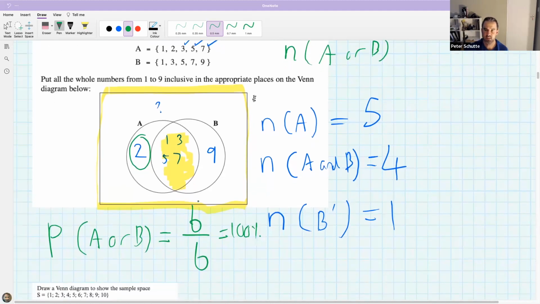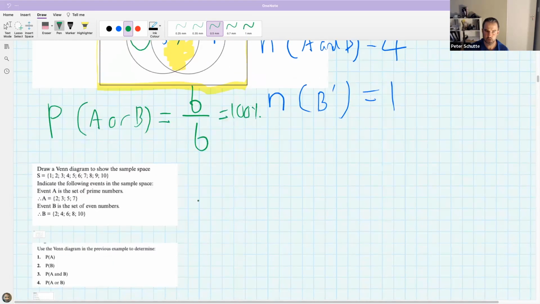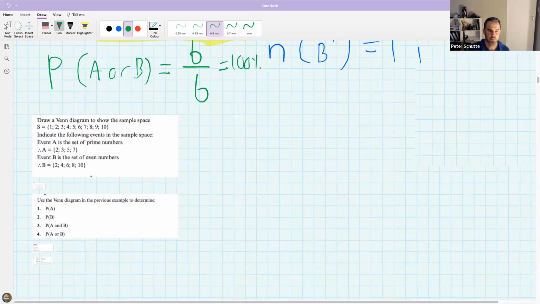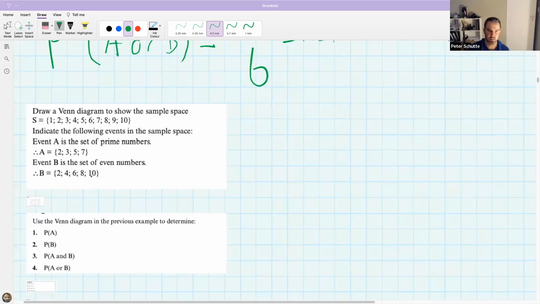Okay, so let's give you a bit more control. Don't worry, you have plenty of chance to practice this. So here is the situation. I want you to draw a Venn diagram to show the sample space. And the sample space has the numbers 1 to 10. Inside the sample space, event A is the set of prime numbers. Event B is the set of even numbers. Start by drawing me a Venn diagram that describes this. And when you are done, just say done in the chat.